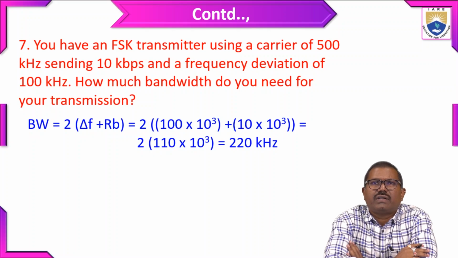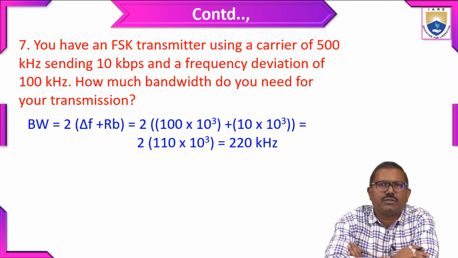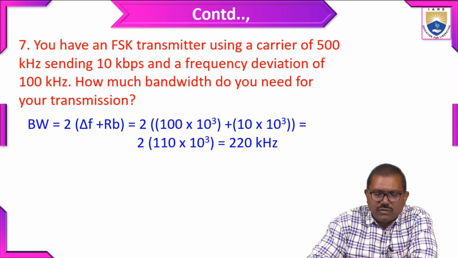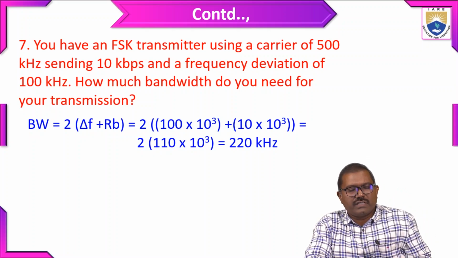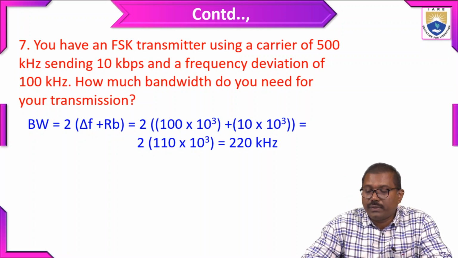Next, the seventh one. You have an FSK transmitter using a carrier of 500 kHz, sending 10 kbps and a frequency deviation of 100 kHz. How much bandwidth do you need for your transmission? Very simple. Bandwidth is equal to 2 delta f plus Rb. The frequency deviation is 100 kHz, so 2 times 100 plus Rb.